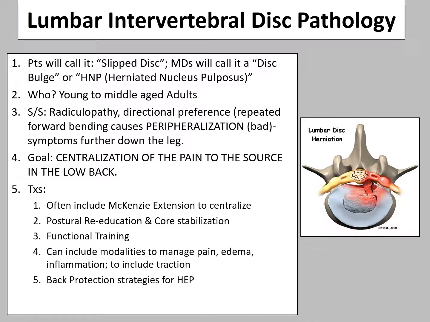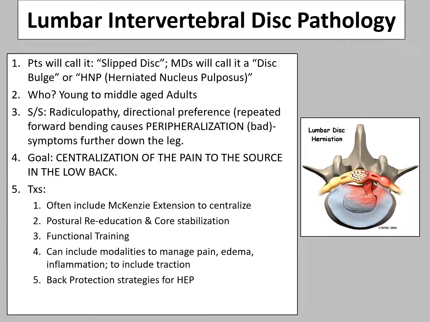So as PTAs, you are going to educate the patient that moving in the opposite direction will help to take pressure off of that nerve root and centralize the pain back into the low back and remove it from the extremities. Again, as we mentioned in the previous slide, this would be an example of McKenzie extension exercises to centralize the pain.